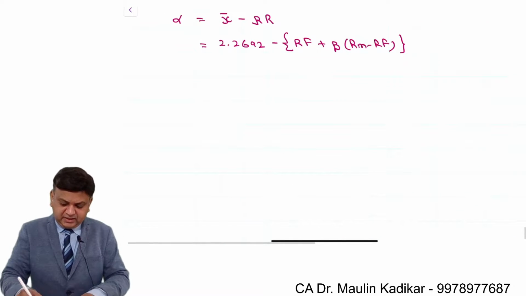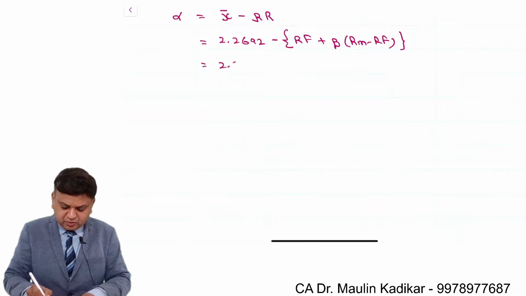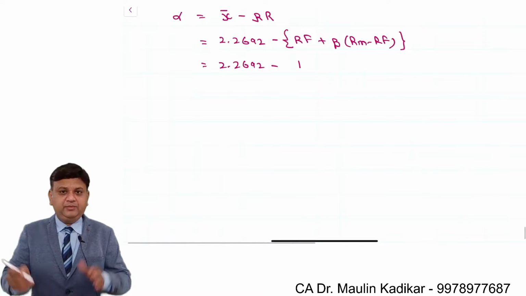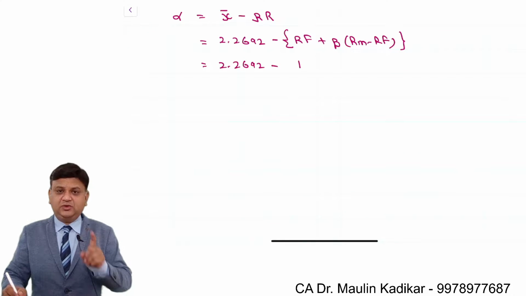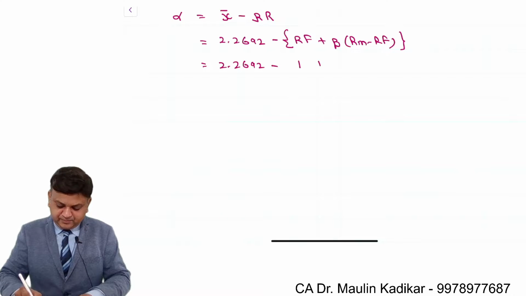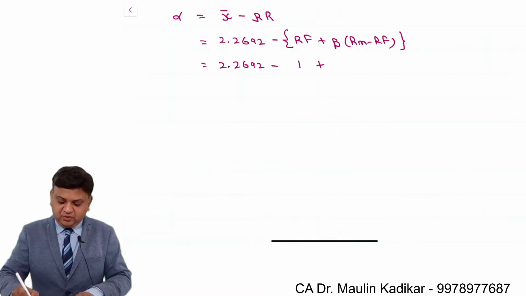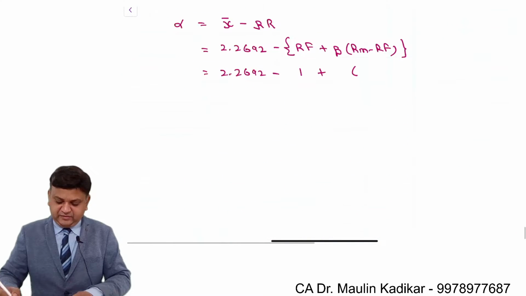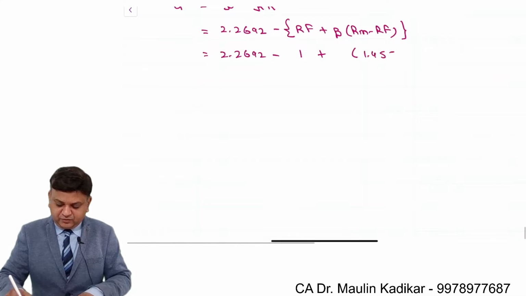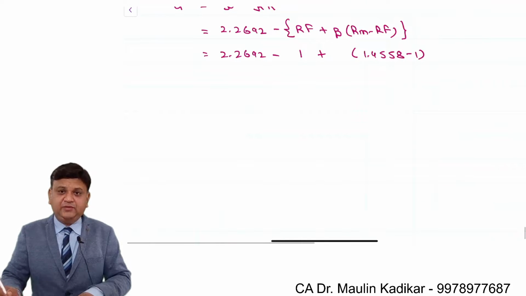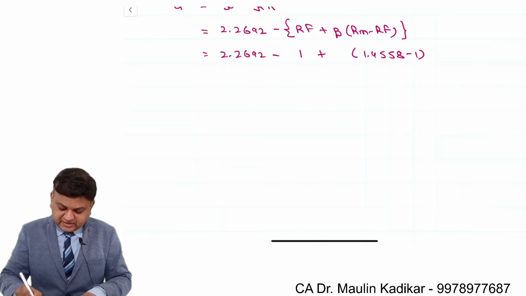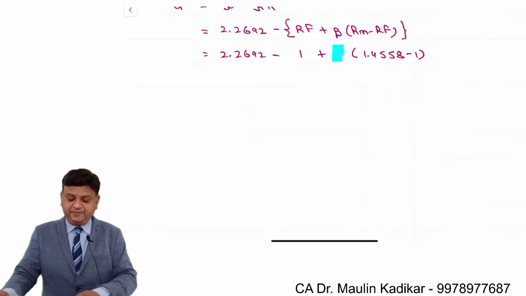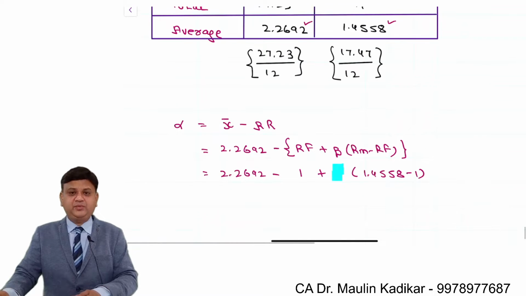So don't write anything. It is 2.2692 minus what is RF? RF is 1, because yearly the rate of interest is 12%, so for 1 month it is 1%, plus beta into RM minus RF. Return on the market portfolio is 1.4558 minus the risk-free rate of return, that is 1%. Now as far as the beta calculation is concerned, let us understand how to calculate the beta, which I feel is an important point of this question.